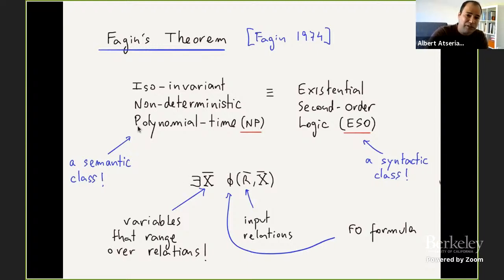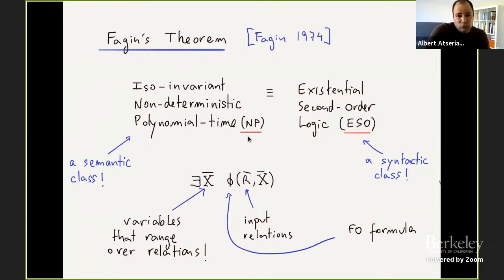an interesting statement is that the thing on the left is really a semantic class, if you think of it by itself, because the fact that a non-deterministic polynomial time machine computes an isomorphism invariant property is not even a decidable condition. And this is not something you can impose on the machine by just putting a clock. For example, the fact that the machine runs in polynomial time is not a decidable condition either, but you can enforce it by just putting a clock. But here, isomorphism invariant is not something you can enforce by such a simple device.